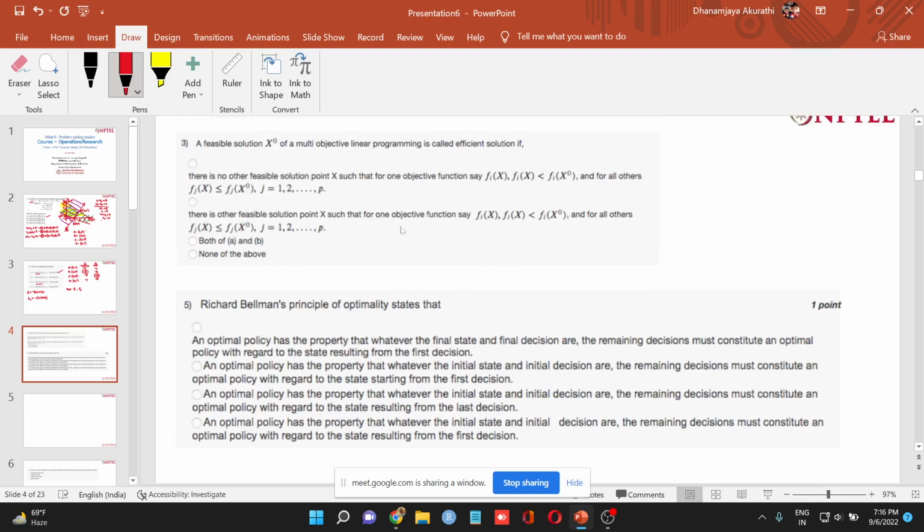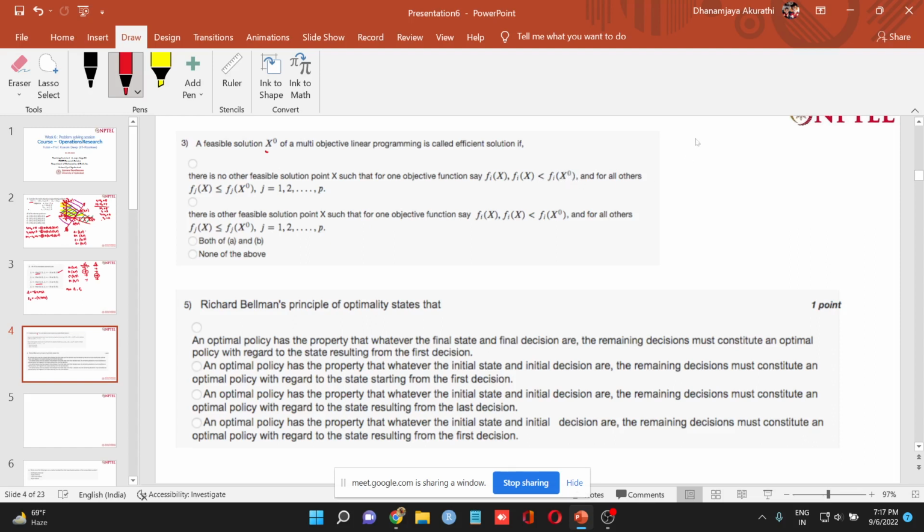In a multi-objective programming problem, we can say that the efficient solution is a solution x naught such that there is no other feasible solution x for which one objective function value is less than that at x naught.